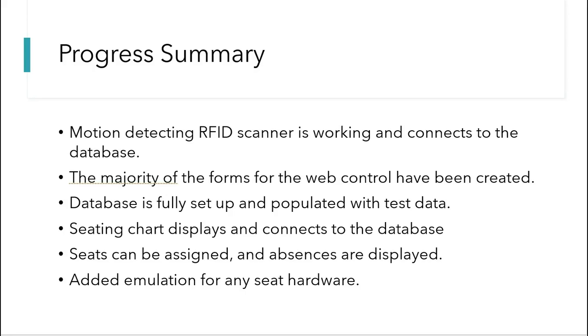What we've done is set up the motion detecting RFID scanner, and that's working connected to the database. The majority of the forms for the web control have been created, which you'll be able to see. The database is fully set up with all the fields and documents that it'll need, and it's been populated with test data. The seating chart displays and is connected to the database, so the changes on the hardware will be reflected in the website. The seats can be assigned and absences are displayed, and I added emulation for multiple sets of hardware so that I can pretend to have more seats than I actually have available.